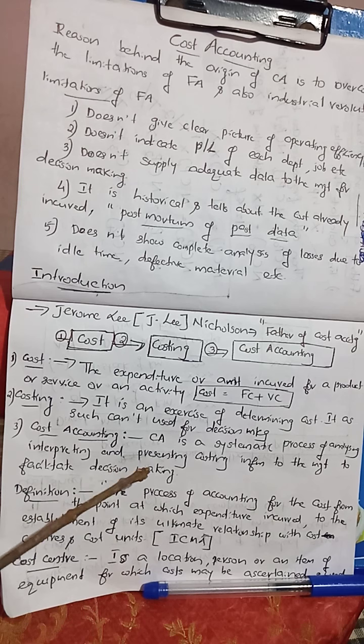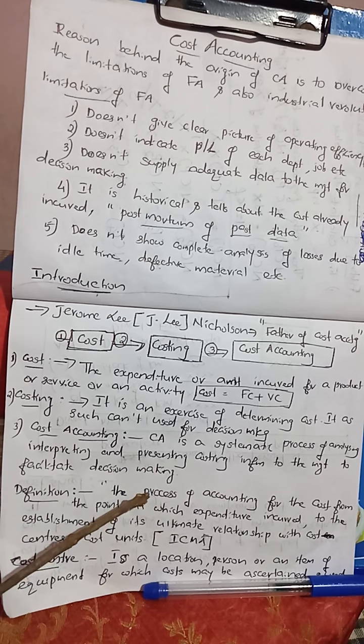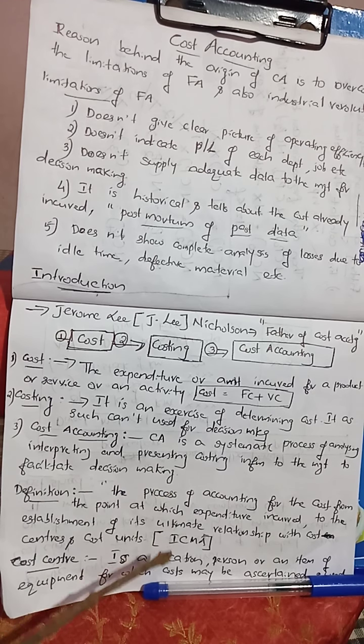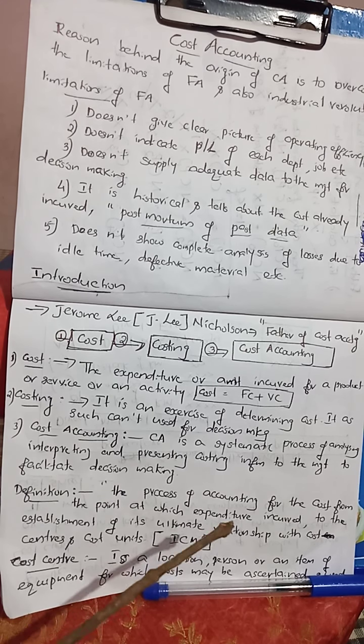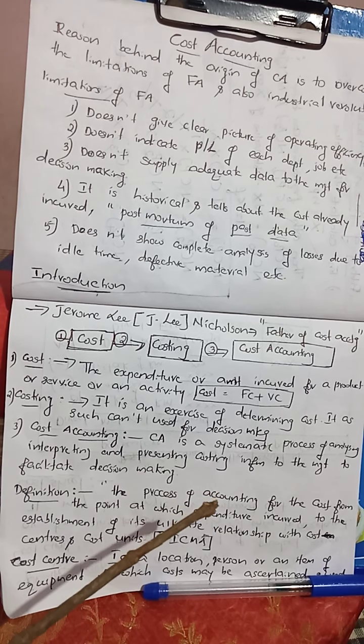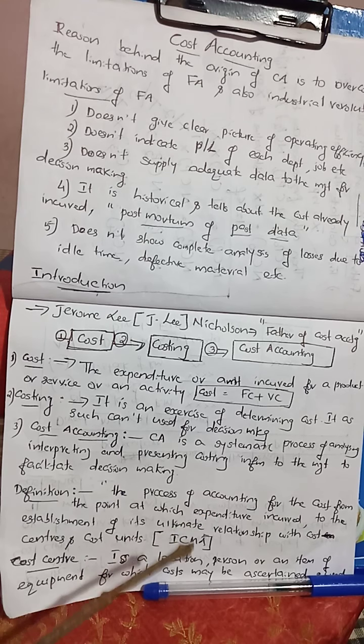So if there is any information regarding the costing, and that information can be presented in the form of cost accounting. And if you are able to make a relationship with these cost centers and cost unit, then that branch of accounting together is known as cost accounting. This is the definition given by the Institute of Cost and Management Accountants, or ICMA London. So I hope you are clear with my explanation, the definition given by the ICMA.